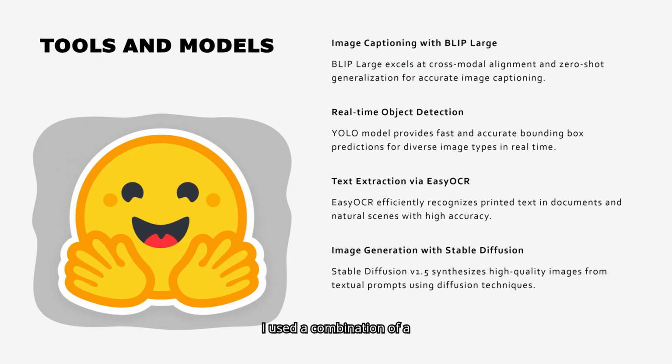I used a combination of specialized models for different tasks. BLIP large is used for image captioning because it performs well in zero-shot captioning tasks. For object detection, I integrated YOLO, which provides accurate labels and bounding boxes with high speed. EasyOCR handles text extraction, making it useful for documents and text. Image generation is handled by Stable Diffusion. Finally, the agent itself is powered by a LLaMA-based model, which interprets user intent and selects the appropriate tool using LangChain. All of this is wrapped inside a Streamlit interface for easy user interaction.